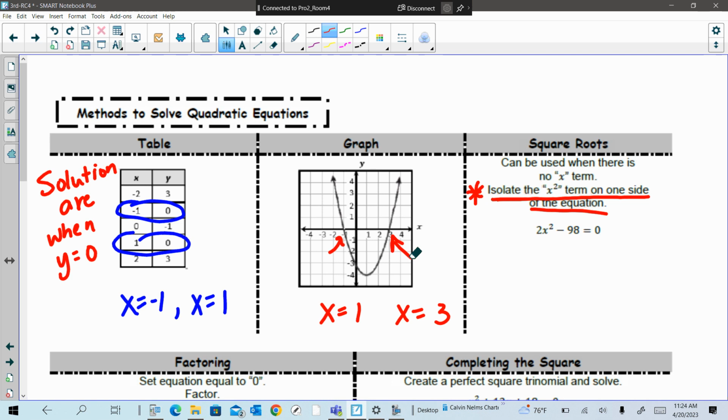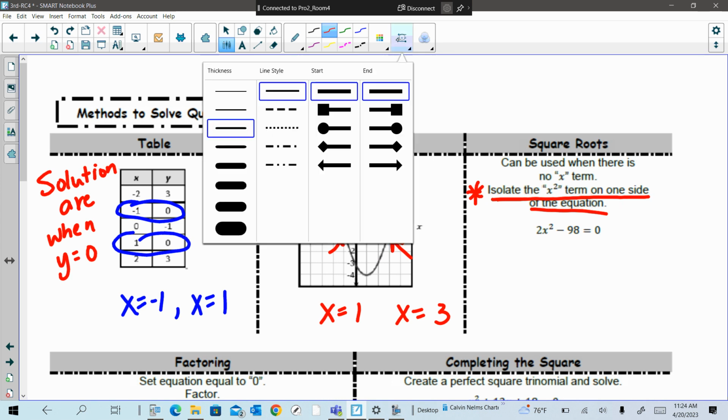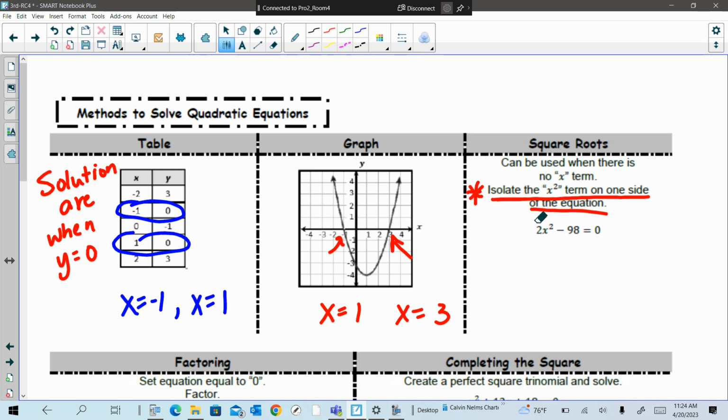All right, now we can take square roots to solve. Okay, it says you can use this when there's no x term, no middle term. I just underlined the sentence. Isolate the x squared term on one side of the equation. So to do that, the 2x squared is the x squared term. I have to do the opposite of this. So that means you have to add 98 on both sides so you could eliminate that negative 98. So now we're going to write 2x squared equals 98.